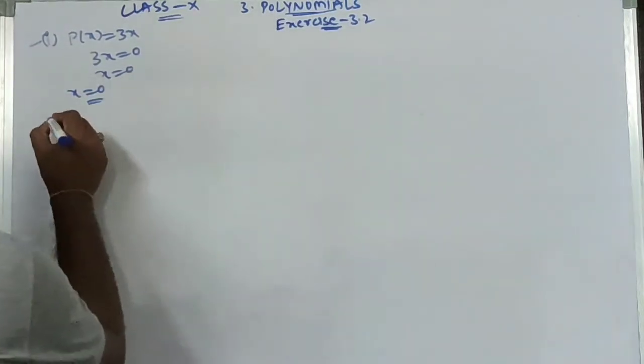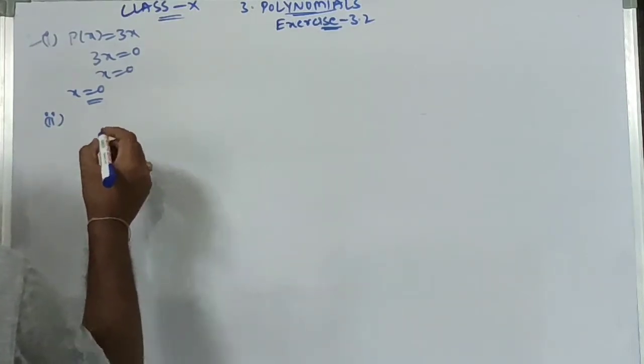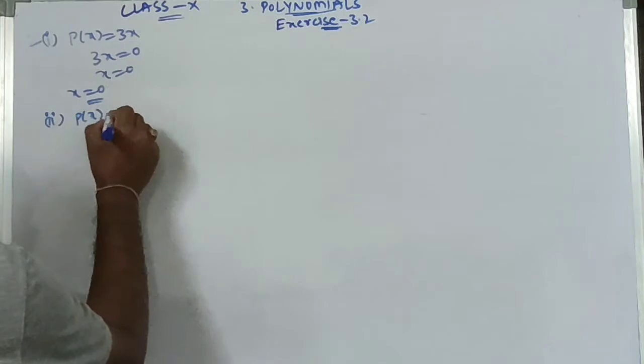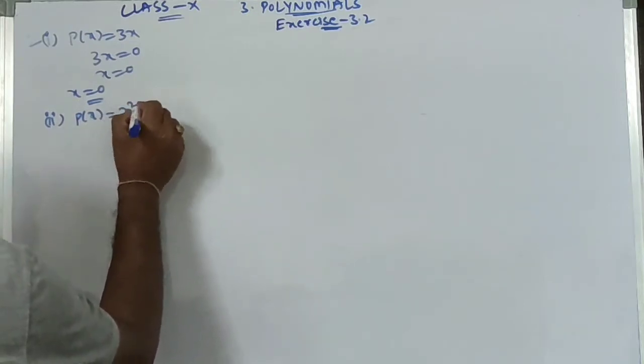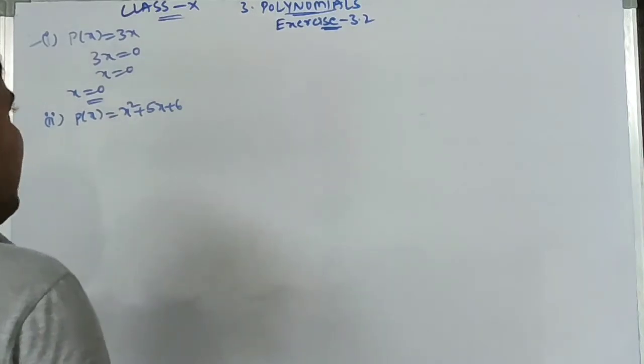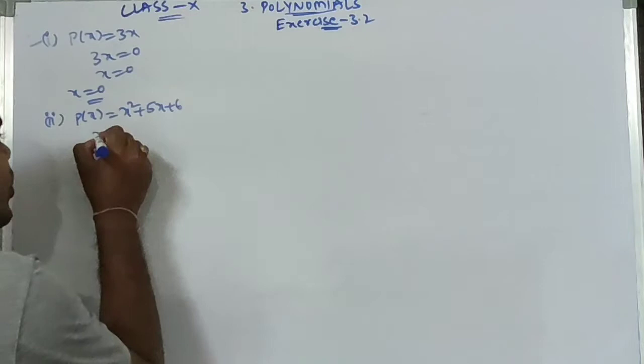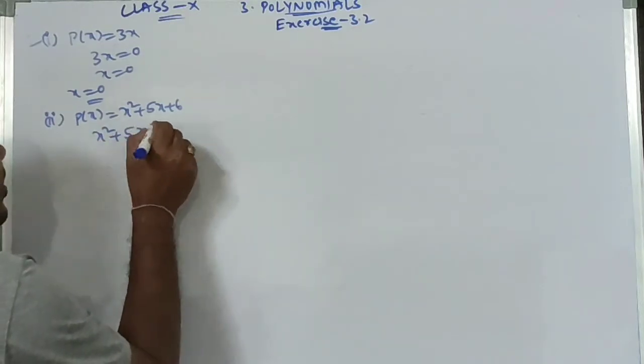Next, second, p of x equal to x square plus 5x plus 6. Make x square plus 5x plus 6 equal to 0. x square plus 5x plus 6 equal to 0.